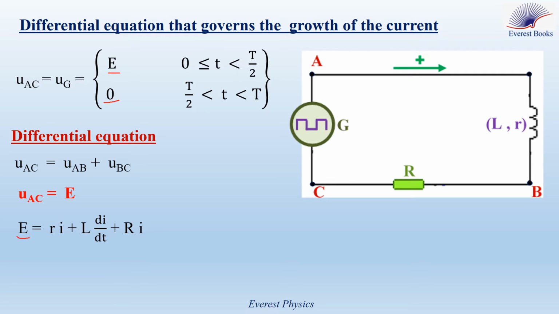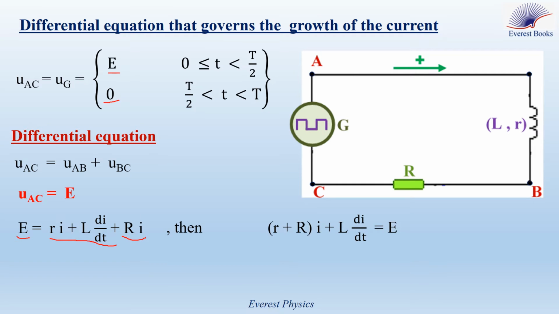Since the positive sense is oriented from A to B through the coil, UAB is equal to ri plus L di by dt, where the small r is the internal resistance of the coil and L is the inductance of the coil. Similarly, the positive sense is oriented from B to C through the resistor, so UBC can be written as capital R times i.